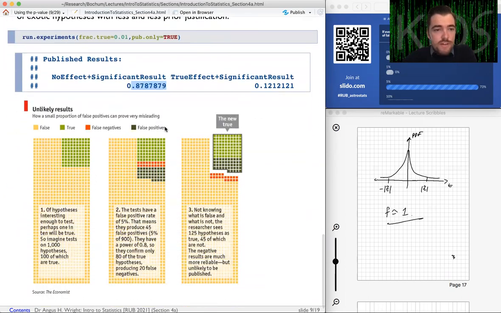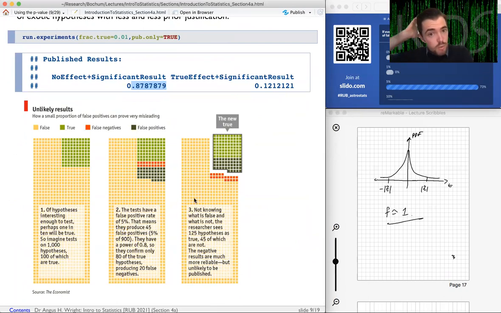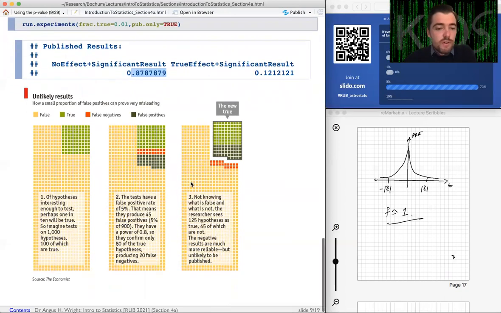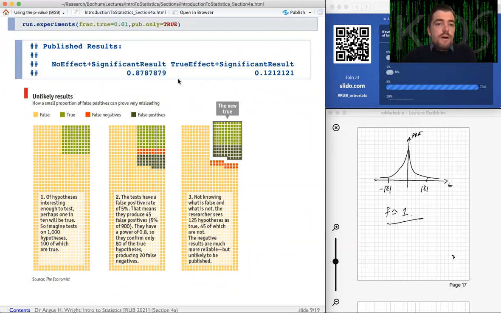This is a nice graphic from The Economist that I like, which kind of shows this in a more visual way for those of you who are more visually inclined. I won't go through it because we've got a lot to do and I want to keep going. But feel free to have a look at it in the lecture notes. Okay.